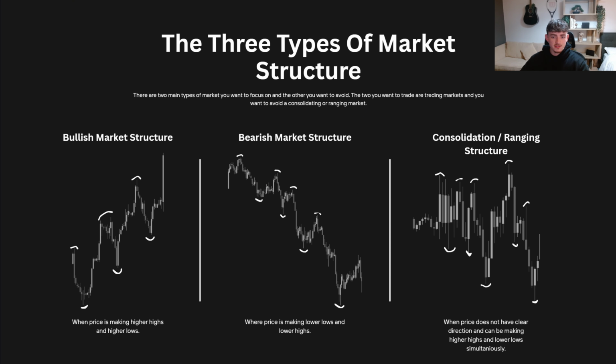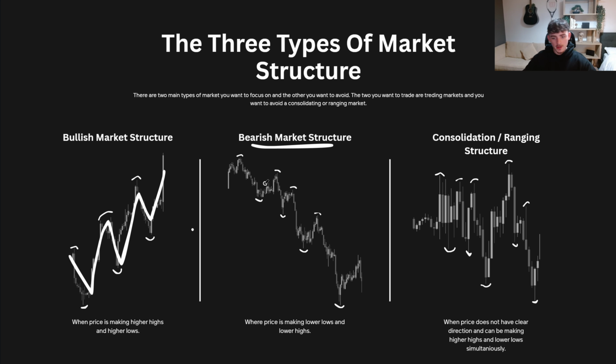The two main types of market you want to focus on and the other you want to avoid. The two you want to trade are trending markets, and you want to avoid a consolidating ranging market. So these two are trending markets. This one is a consolidating market. Price in a bullish market structure is making higher highs and higher lows. Okay, so as you can see here, we come down, boom, boom, boom, boom, boom, very nice, clearly uptrend. Okay, bullish, buy, long, that sort of thing.